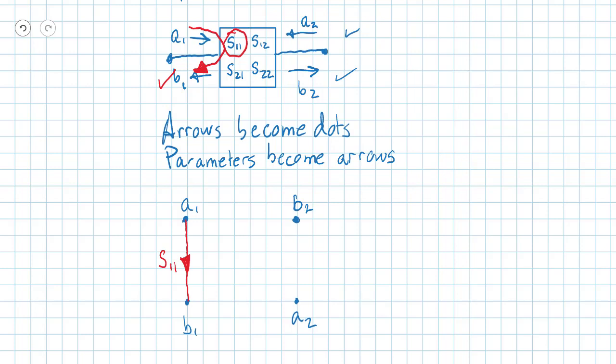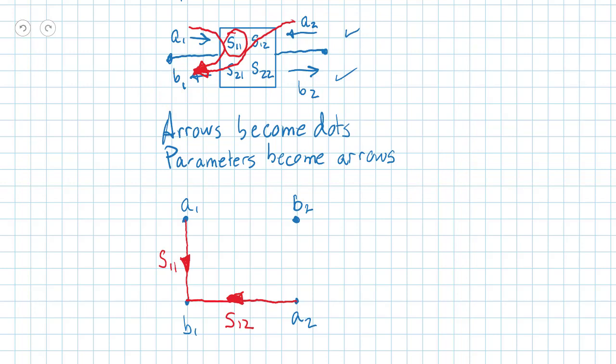You could also have a wave coming from the output port, A2, going into port 2 and going through the device and coming out of port 1. So from A2, we could have a signal going to B1. And its magnitude is going to be determined by S12. So those are the waves coming out of port 1.